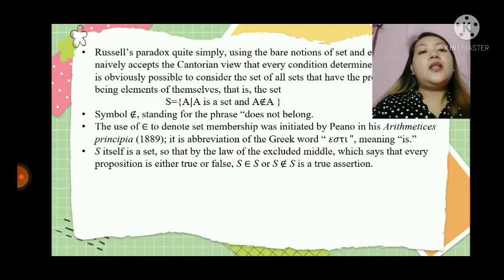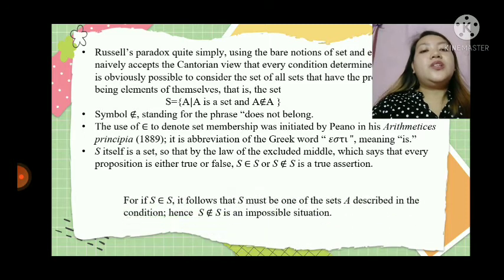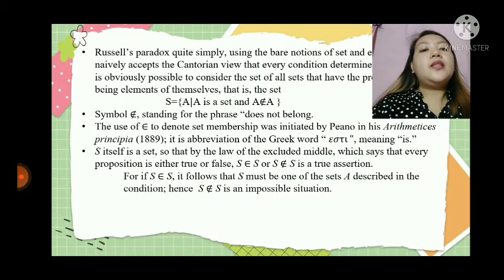S itself is a set, so by the law of excluded middle, which says that every proposition is either true or false, "S is an element of S, or S is not an element of S" is a true assertion. If S is an element of S, it follows that S must be one of the sets A described in the condition, hence S is not an element of S.